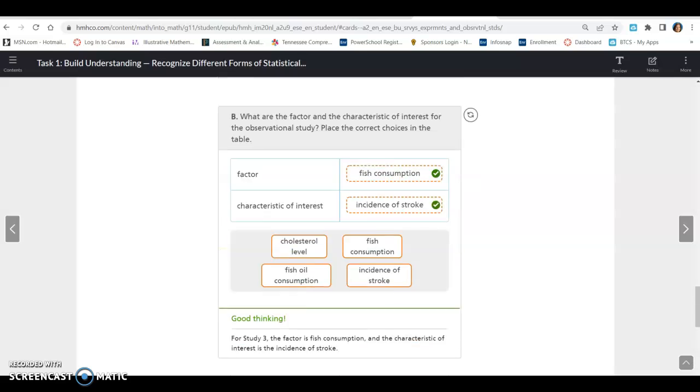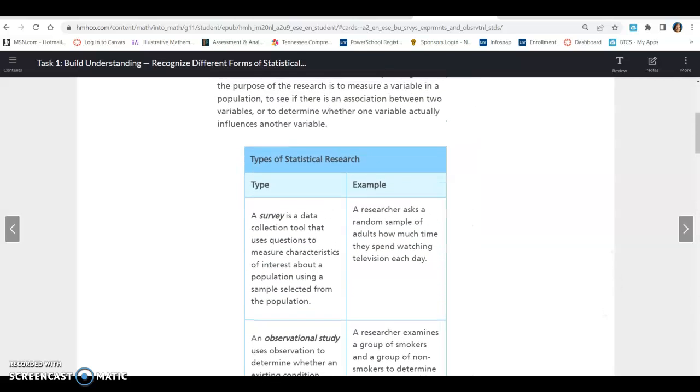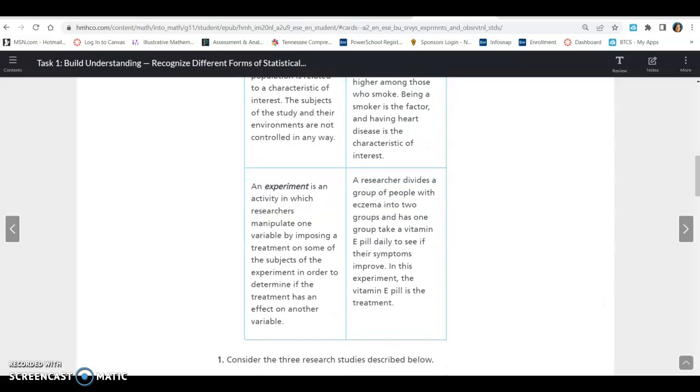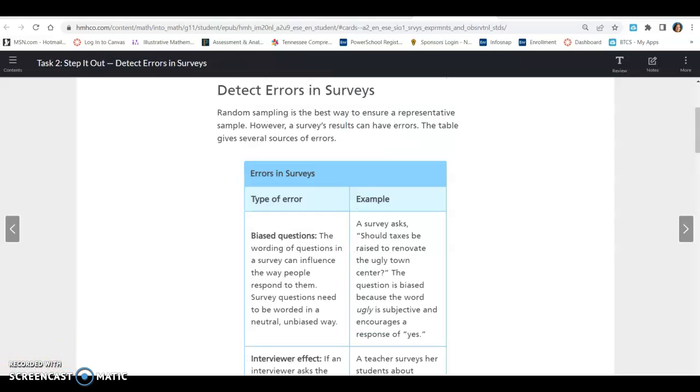All right, so that's just looking at the 3 different types of statistical research: a survey, an observational study, and an experiment. That's all for task 1. If you have any questions, let me know.